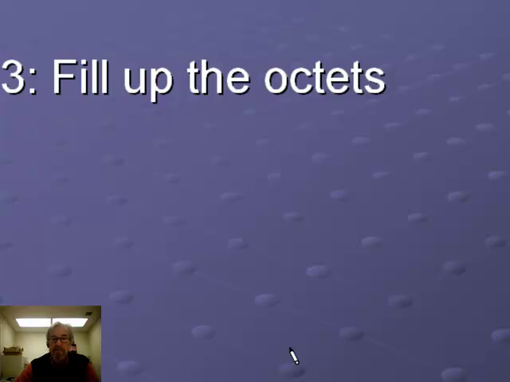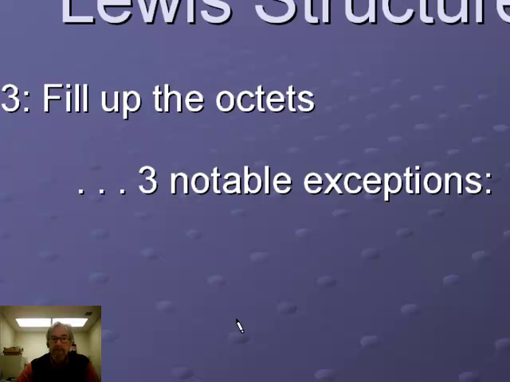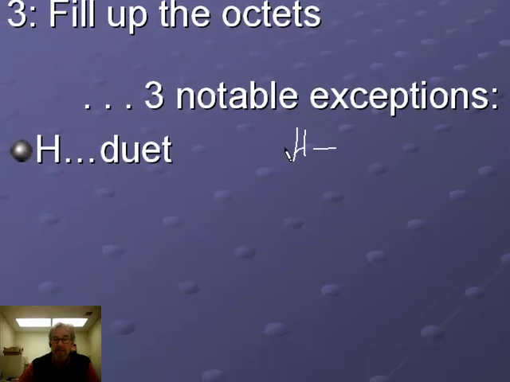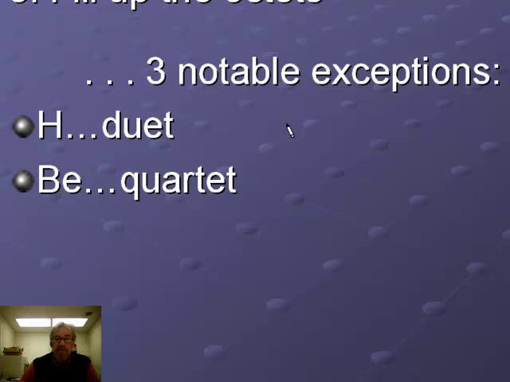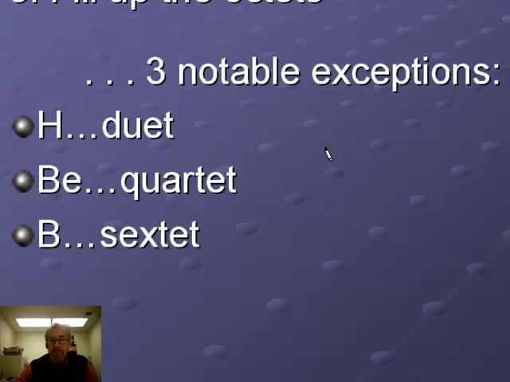There are 3 notable exceptions that you'll run across. One of them, of course, is hydrogen. Hydrogen only needs a duet, and so hydrogen is going to make its one bond, and that's it. Beryllium will have a quartet. Beryllium is going to make 2 bonds, one on each side, and that will satisfy. That's stable for beryllium because helium is its closest noble gas, and it's just too small of a nucleus to support any more than 4 electrons. And another exception is boron. Boron will have a full sextet, so that's 6 electrons, and they'll come in 3 shared pairs. So boron will make 3 bonds, and that'll be stable.